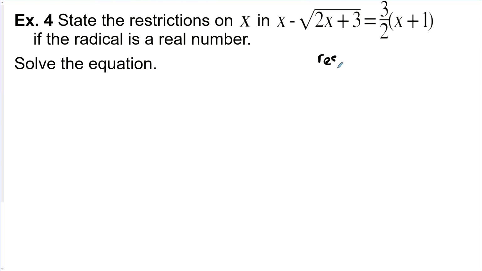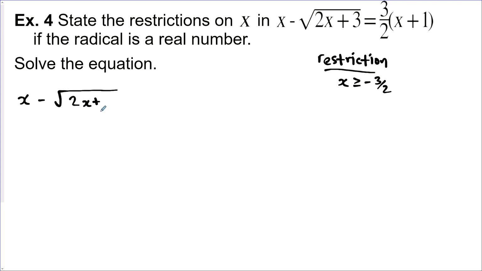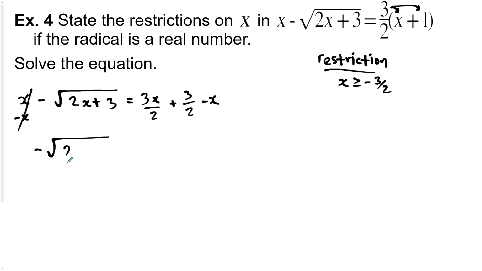Example 4, we actually have the same radical as last time, and so our restriction will be the same. x needs to be greater than or equal to negative 3 over 2. Let's get on to solving this. x minus this radical, and on this side I'm going to distribute in the 3 over 2. So it equals 3x over 2 plus 3 over 2. Next we need to isolate the radical, so we'll subtract x on both sides. On this side we've got x over 2 plus 3 over 2. Ready to square both sides.